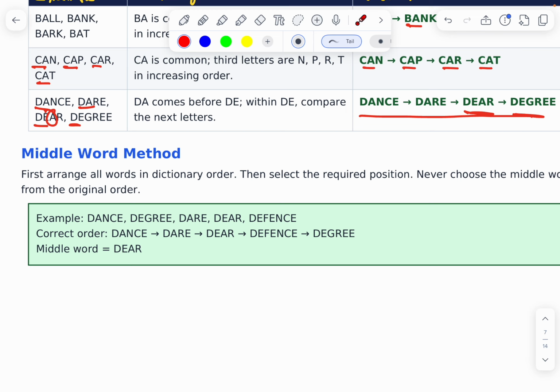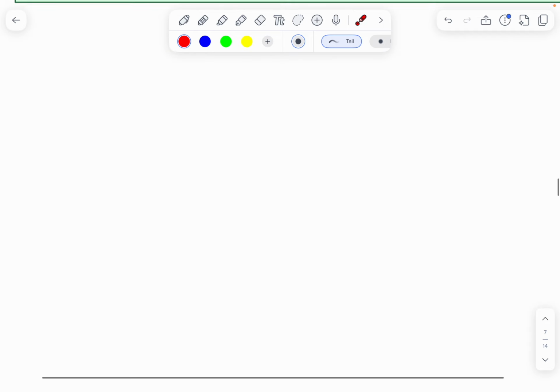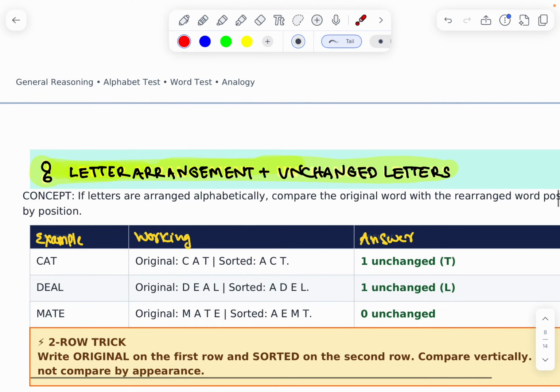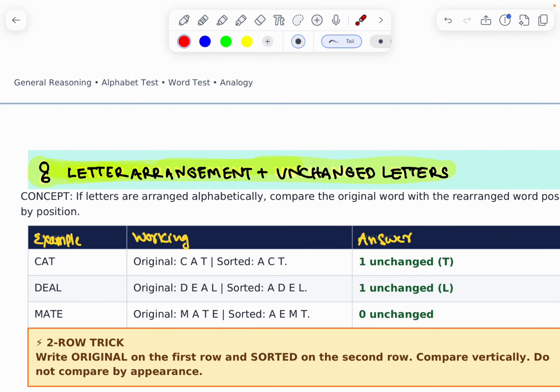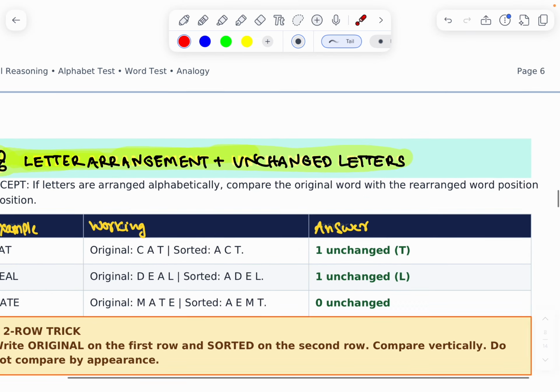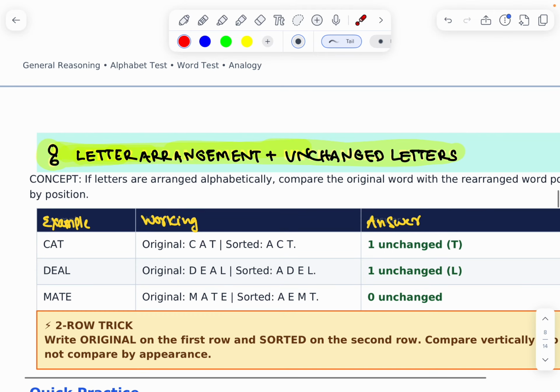What is the middle word? 1, 2, 3, 4, 5. Dear is the middle word. Therefore, this is the answer. Okay. Next, letter arrangements. In this concept, if letters are arranged alphabetically, we compare the original word with the rearranged word position.